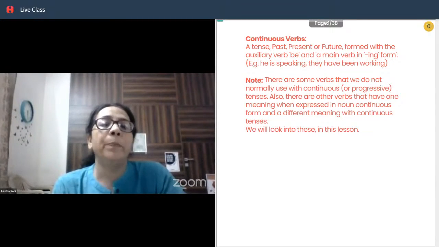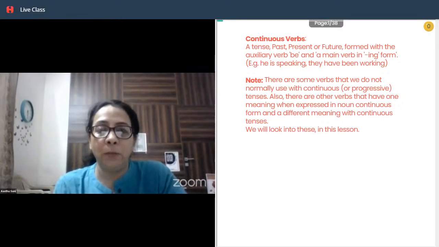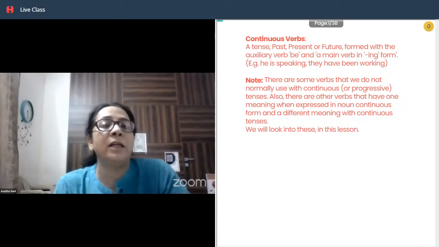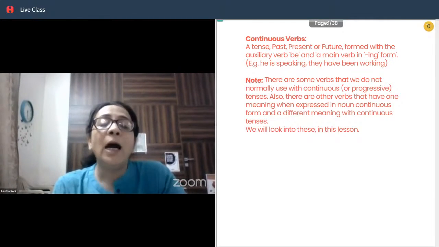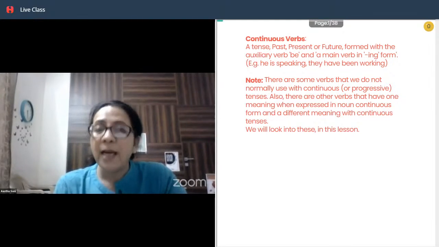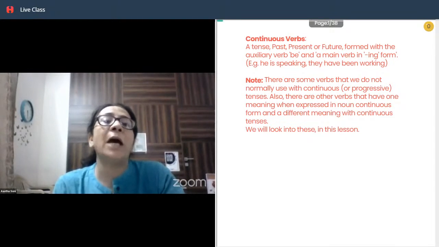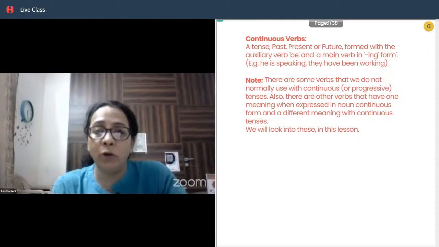The action is sleep. But we have to show the time when he's sleeping. He's sleeping in which time? He's sleeping in present time. So how do I show the time period of a verb? I use the present form by showing is first, and then because it's an action which is happening, I have to add ing. So those are my continuous verbs, right?